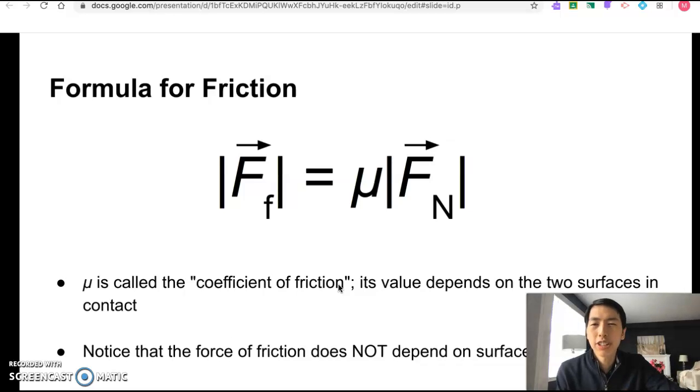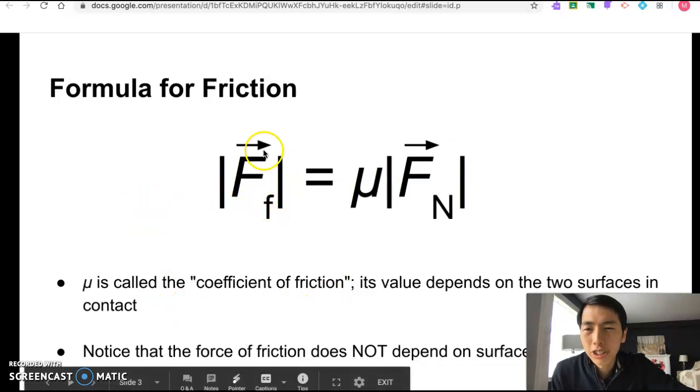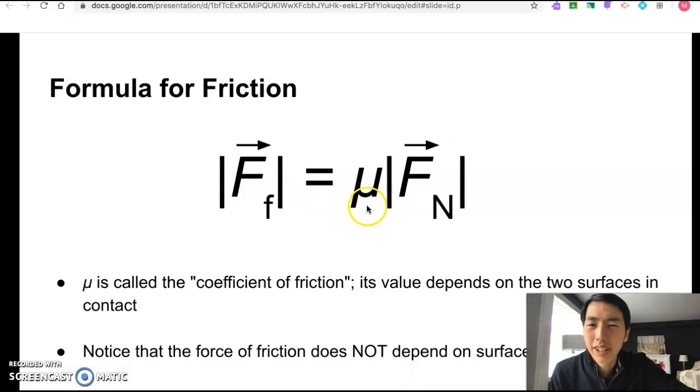Secondly, friction has a formula. Okay, so the force of gravity had a formula. Last week we did that. Now this week we do the formula for the force of friction. So this is the force of friction. Its magnitude is going to equal mu, so this symbol here is a Greek letter called mu, times the magnitude of the normal force.